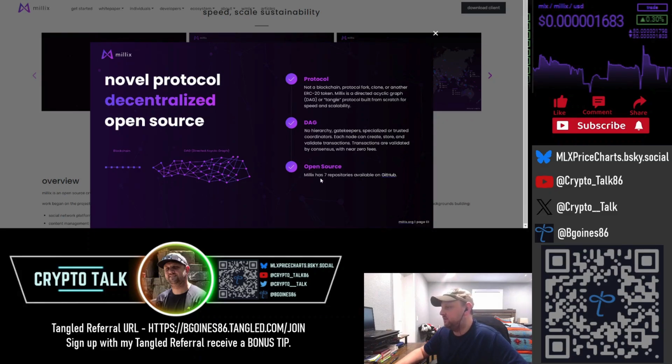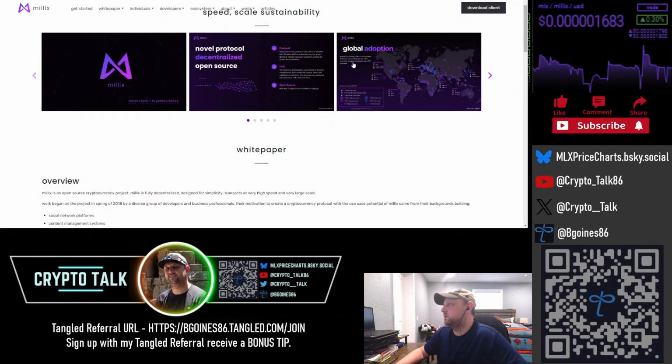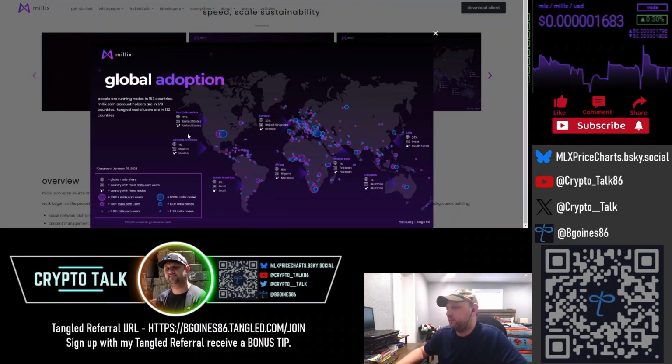Millix has 7 repositories available on GitHub, so I'm assuming it's open source. Now, this is a graph from January 5th, 2023, so this is not updated to the most recent anymore. But people are running nodes in 153 countries. Millix.com account holders are in 179 countries. Tangled Social users are in 132 countries. And in North America, we were at 23% global node share as of 2023.